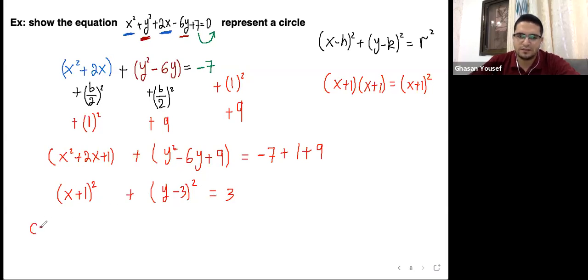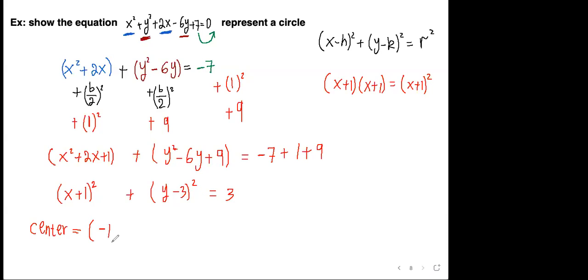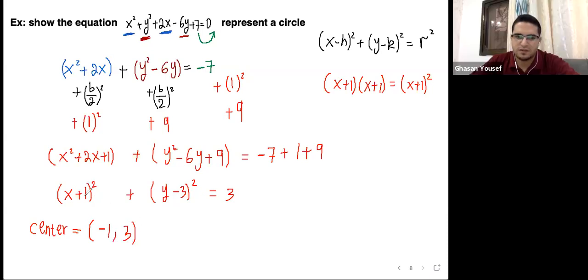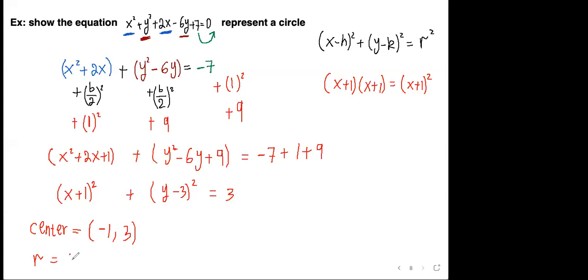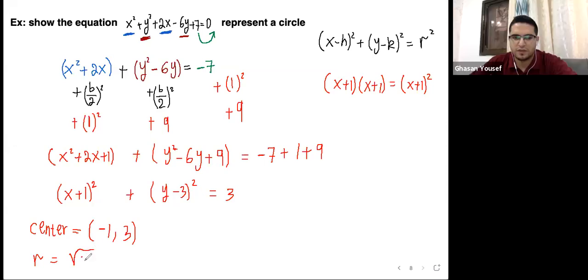Where's the center here? The center is -1 and 3. The opposite sign of this one and the opposite sign of this one: -1 and 3. And what is the radius? Square root of 3. You take the square root of this number. So actually, this is representing a circle. This is correct. We showed this equation represents a circle.